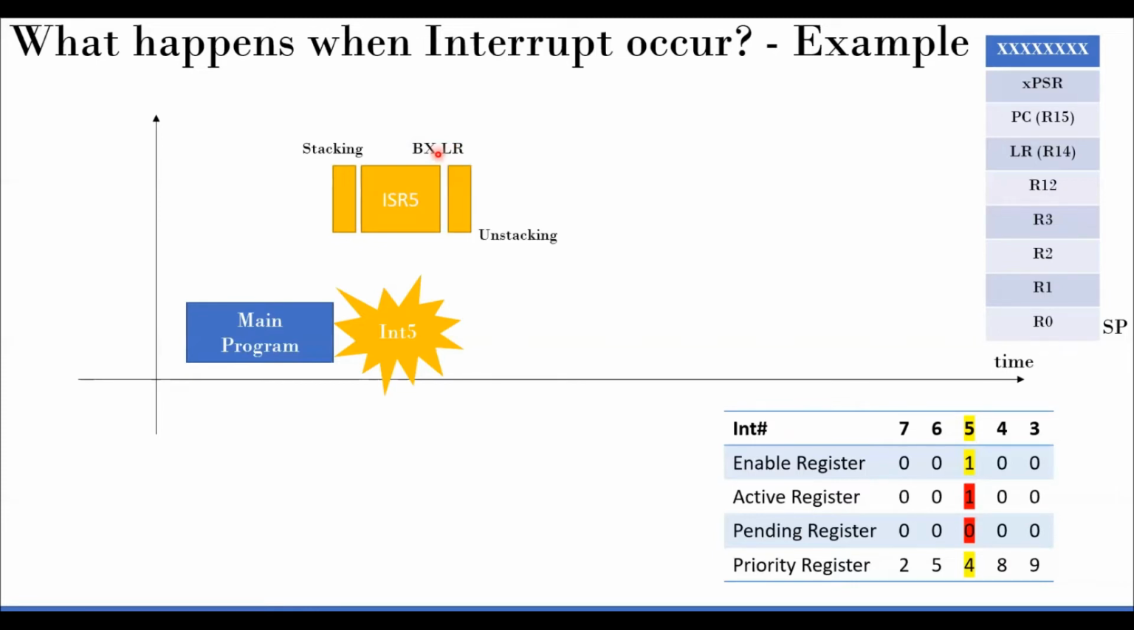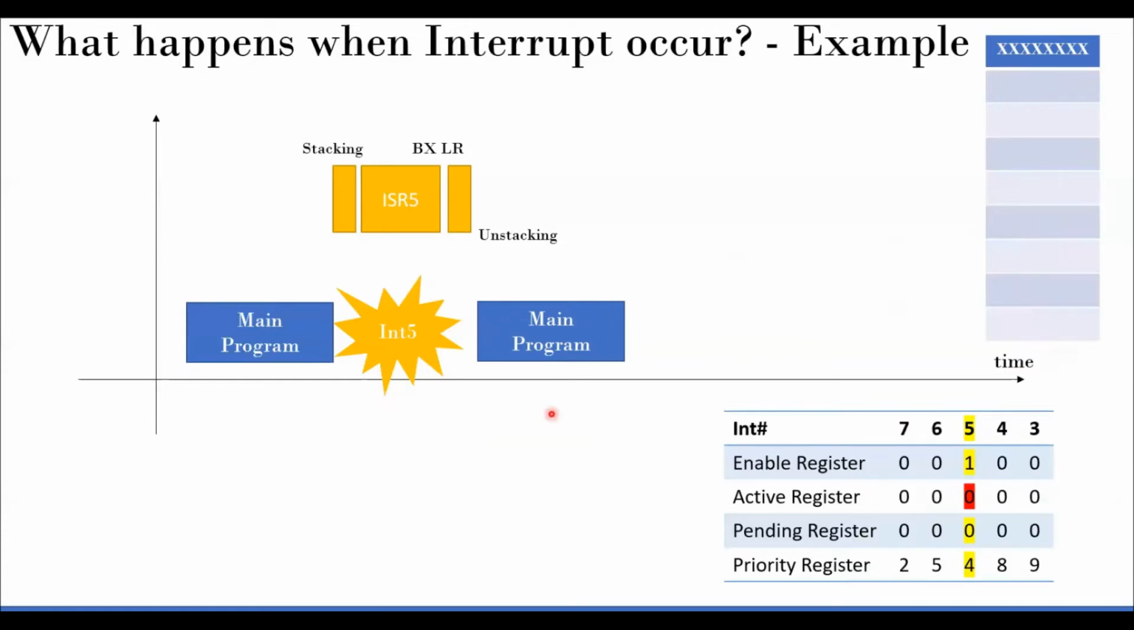And what the NVIC does next is something known as unstacking. That is nothing but reversal of the stacking operation. That means all these operations that we are going to see over here will be reversed. R0 will go to R0, R1 will go to R1, R2 will go to R2, and so on. So it will be cleared, and then, of course, the active register will also get cleared. And then, the moment that happens, it goes back exactly where it ended. It goes back and continues with the main program.